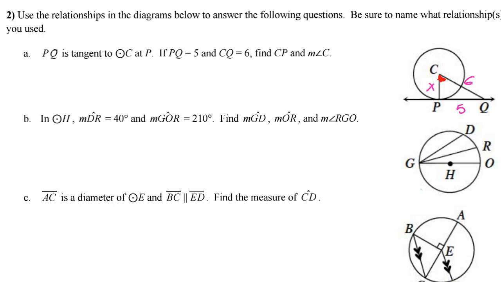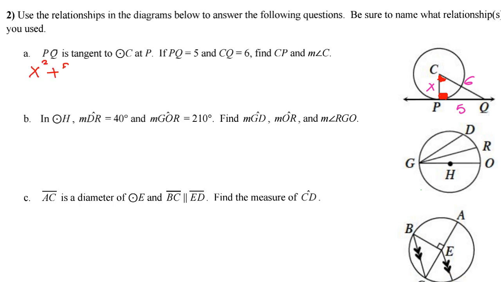Now, knowing that this is a tangent line, when it intersects with a radius, then this angle must be 90 degrees. So the tangent line and the radius, if they meet in one point, then you will end up having a 90-degree angle. Now you have 2 sides in a right triangle and you want to find the third side, so you can apply your Pythagorean theorem.